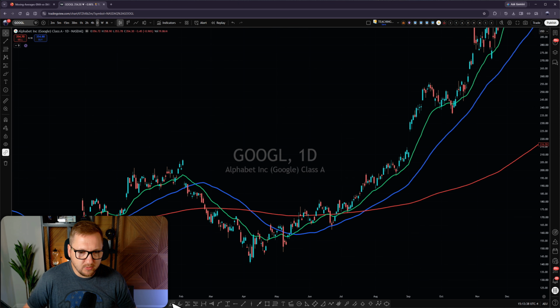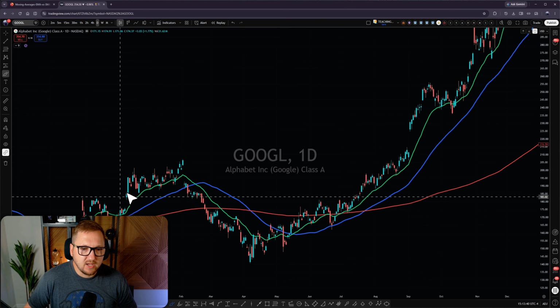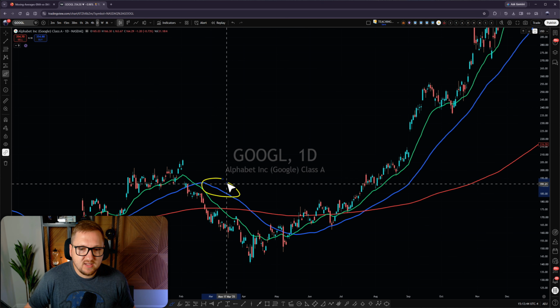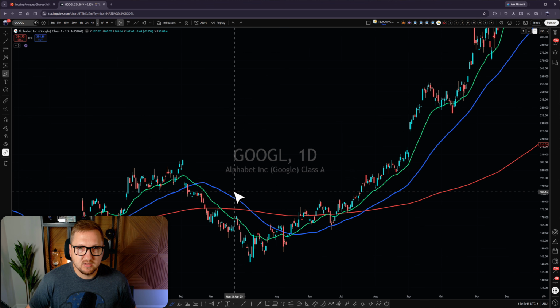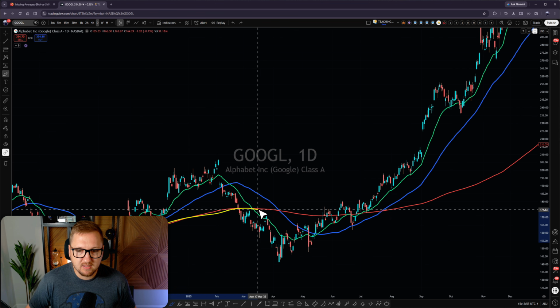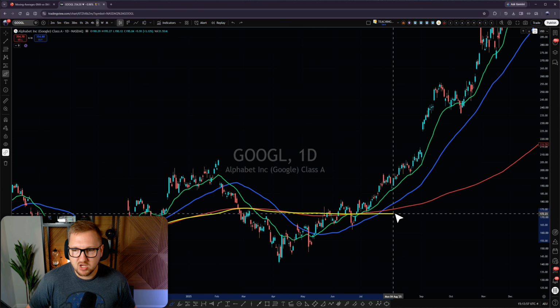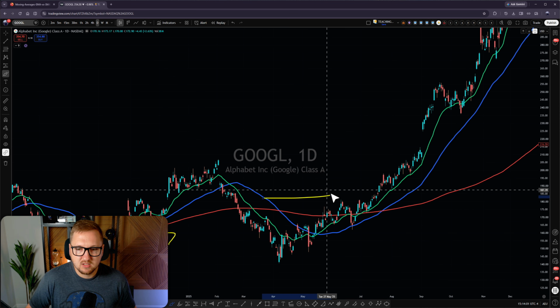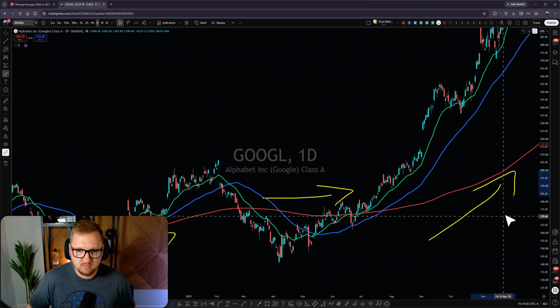Now we can get into breaking this down. So again, your 20 is always going to be leading. Your 50 is going to be next in line. It's second fastest. And then your 200 is slowest. Look at this 200. Look how it barely moves over time. This is obviously an uptrend. This is consolidation, chop sideways. And then this is an uptrend again, right? Uptrend, consolidation sideways, uptrend. You see that?